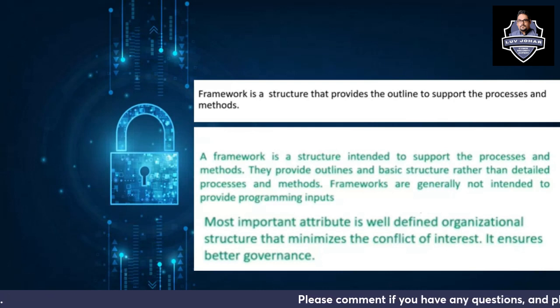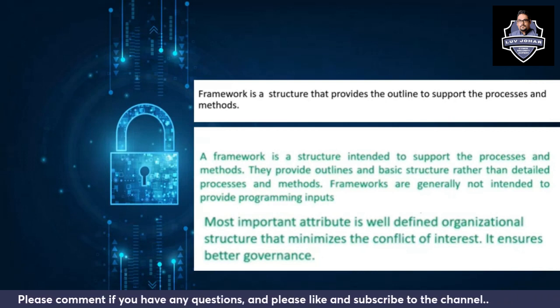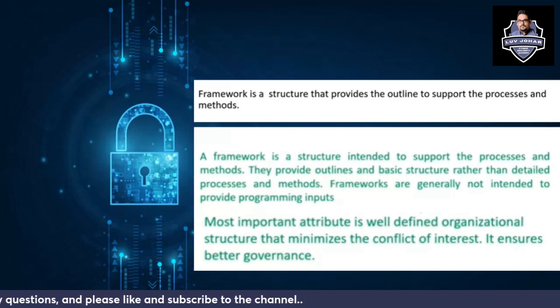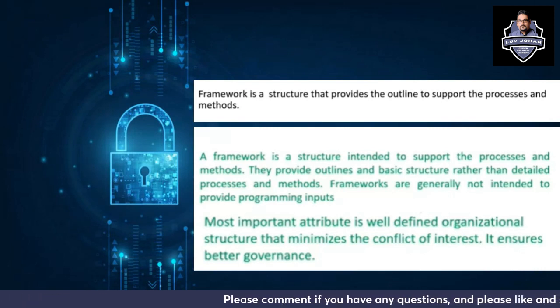The guidance of the framework: the most important attribute is a well-defined organizational structure that minimizes the conflict of interest and shows better governance. So, the most important attribute of a governance structure is a very well-defined organizational structure that defines roles and responsibilities that minimize the conflict of interest in the business.